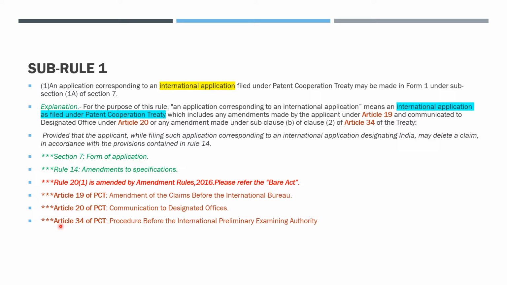So, what is Article 19 of PCT? Amendment of the claims before the International Bureau. Article 20 of PCT is communication to designated offices. Article 34 of PCT is procedure before the International Preliminary Examining Authority. Fine. So, this way, I think sub-rule 1 is more clear now.